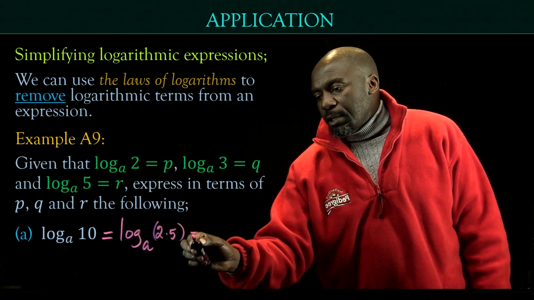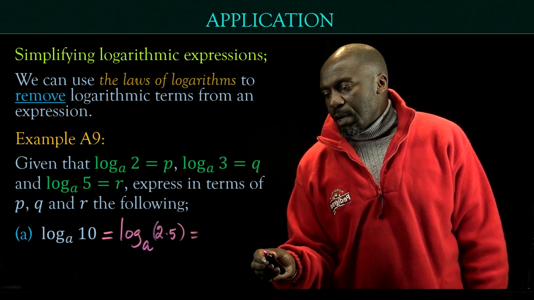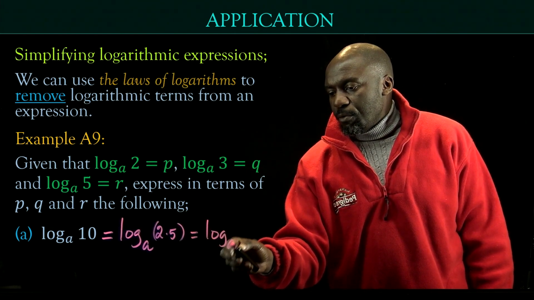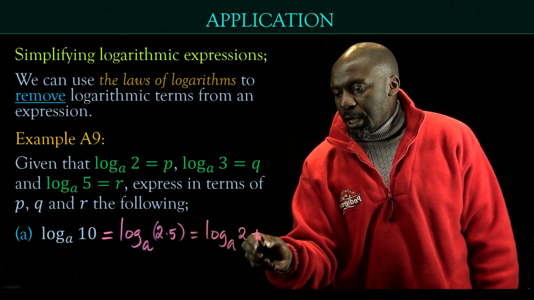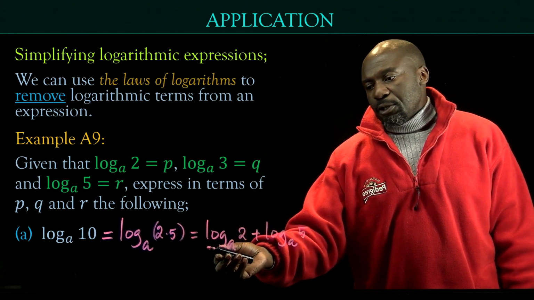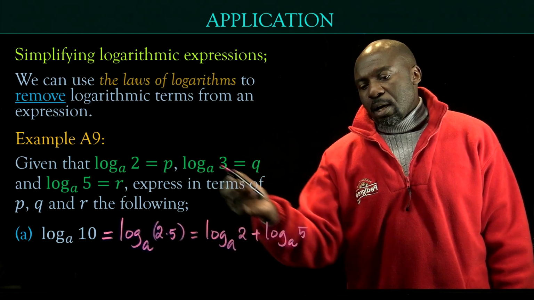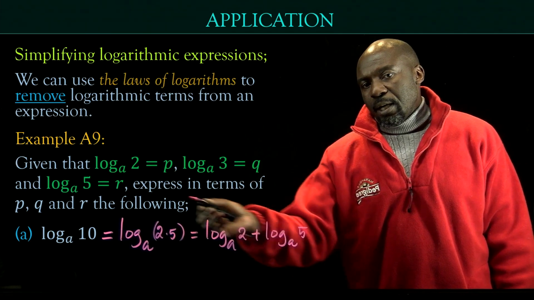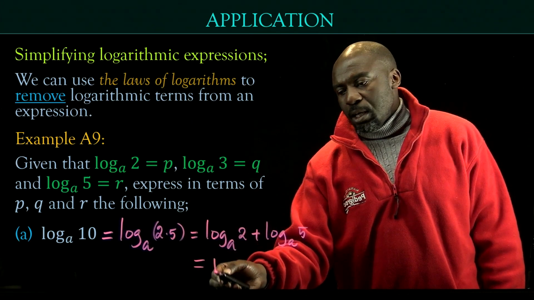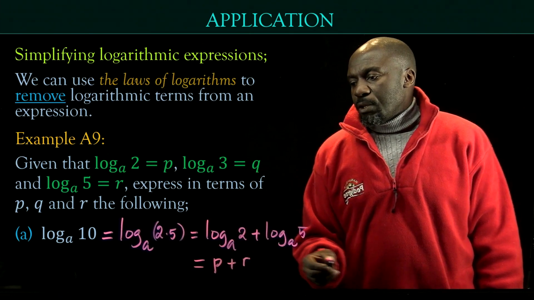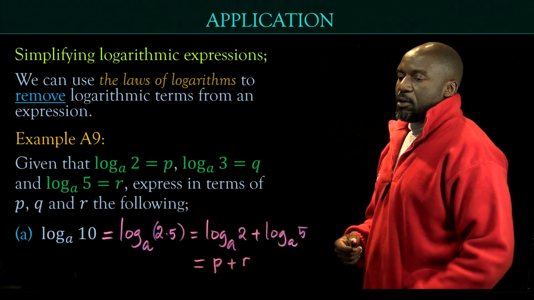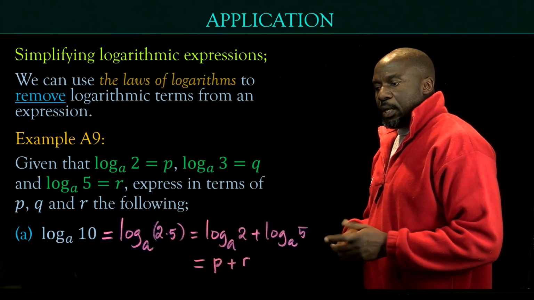All right? And so this can be expressed using law number 1, the product rule. So the product law tells me that this is log to base a of 2 plus log to base a of 5. But log to base a of 2 is p, and log to base a of 5 is r. So I can therefore express this simply as p plus r. So I have reduced log to base a of 10 simply to p plus r. I hope you can understand that. It's really that simple.